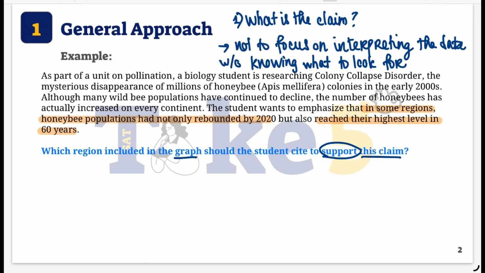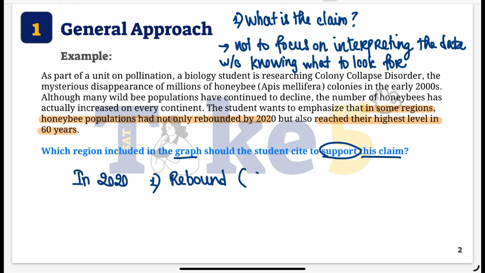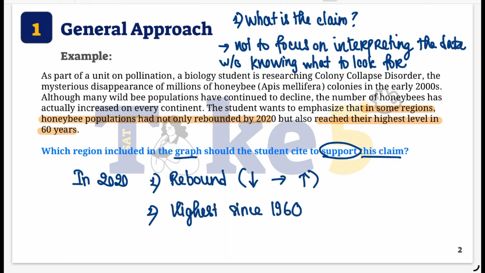The sentence tells us that there are two conditions that must be met. One, by 2020, they had rebounded. This means they increased after a decline. And two, they had reached their highest level since 1960, or you can do a quick math of 60 years from 2020 here. For an answer to be correct, both of these must be true.